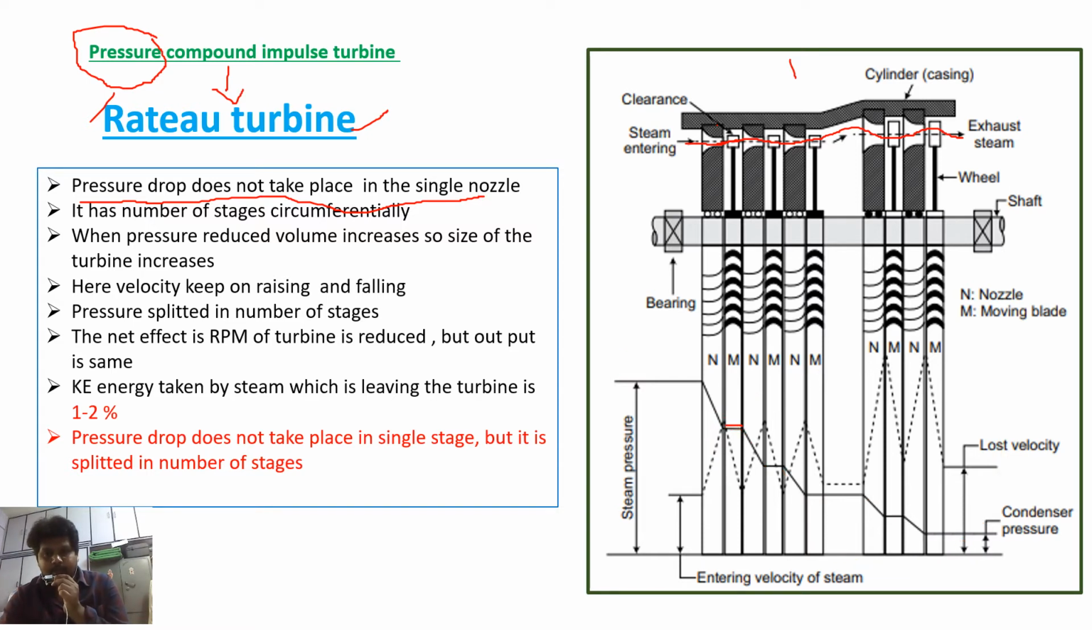Now coming to velocity. This is the velocity line. Here you can see the velocity is increasing in the nozzle. This is the nozzle area. Here the velocity is increasing because the function of the nozzle is that by reducing the pressure, it will increase the velocity of the steam. So here the velocity increases.